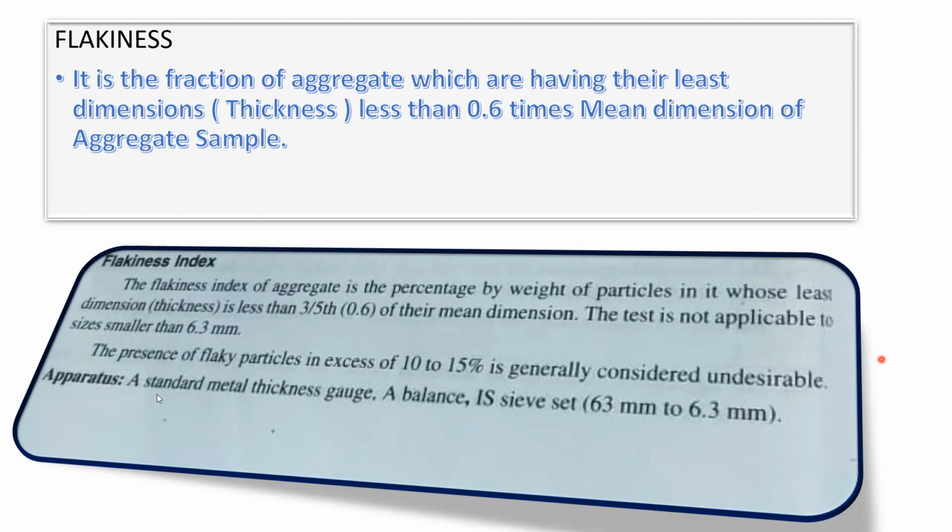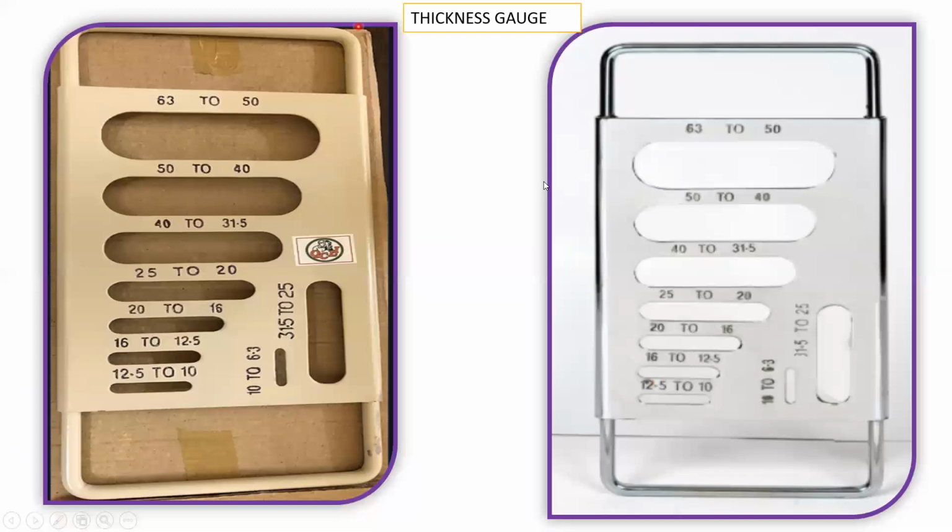To do this test, what all is required? A standard metal thickness gauge, a balance, and IS sieves from 63 mm to 6.3 mm. So how does it have to be done? This is what is called a thickness gauge. You can see it here. This is the gauge we call a thickness gauge, and the sizes are written here.